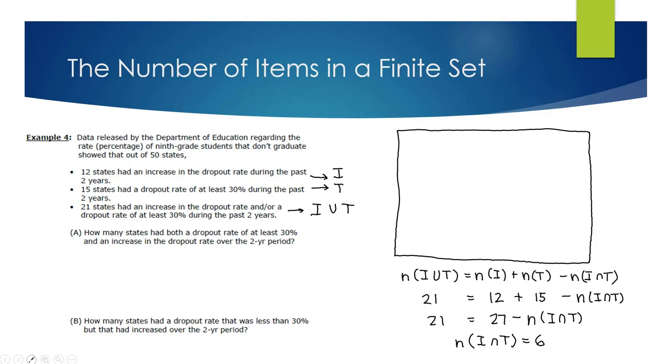So when I start making my Venn diagram now, I know that the intersection is 6. Since there has to be 12 total in group I, there should be 6 that are inside of I but not also inside of T, and likewise there should be 9 that are inside of T but aren't also inside of I. And since this makes up a grand total of 21 of the states, the other 29 states fall outside of those two circles as part of my universal set.